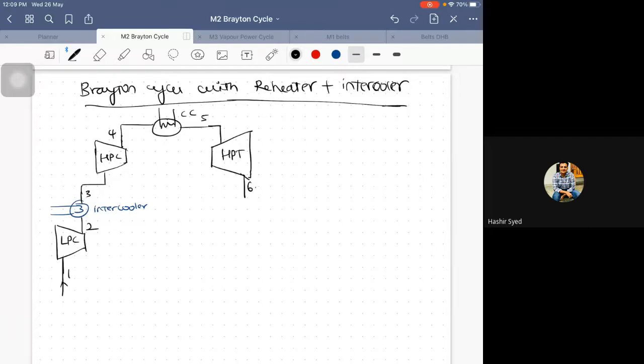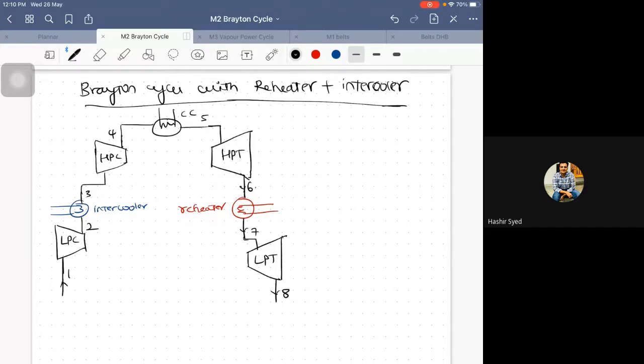From state 6, what happens? Because I have a reheater, you are heating up again. So this is a reheater. From 6, you are heating again up to 7. From this, you are sending it to a low pressure turbine, so that it expands and exits at 8. Beautiful, isn't it?